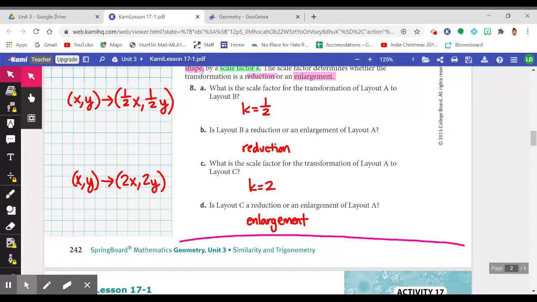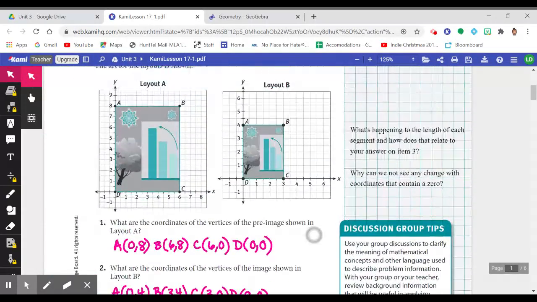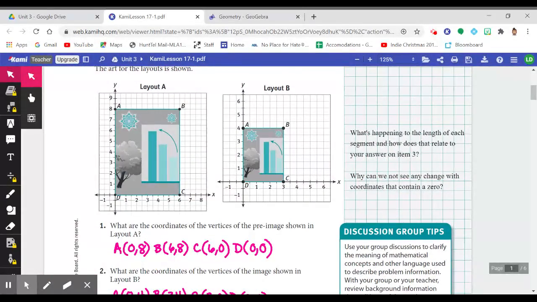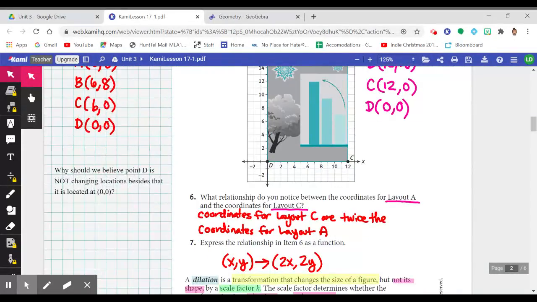It's K. So ask yourself, was layout B a reduction or an enlargement? Maybe you need to go back and see that layout B is actually a reduction. It's smaller than layout A. It should be obvious, even if you don't look at the coordinates, just look at the length of each segment to determine if it's a reduction or an enlargement.